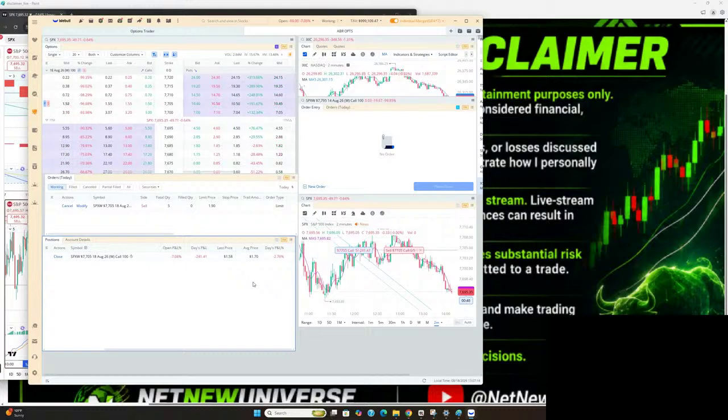Alright, I think I entered too early. This is what happens: since I'm losing on the trade, I end up averaging it, and then this drops further, and then I lose more, which I don't want to do.